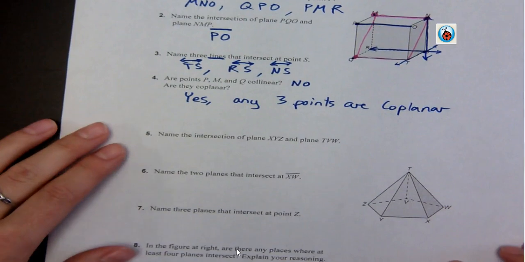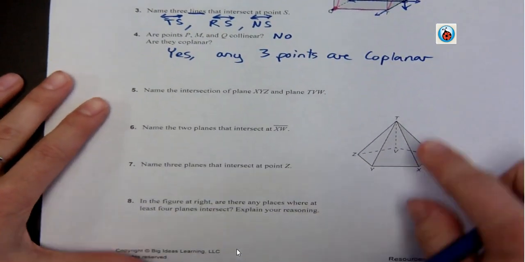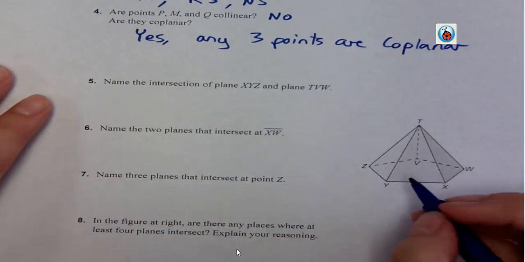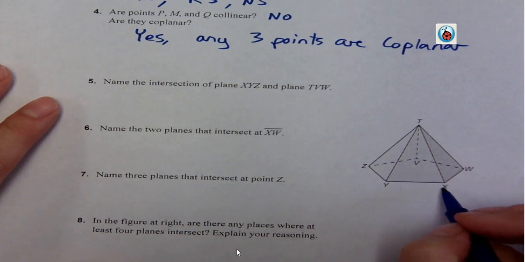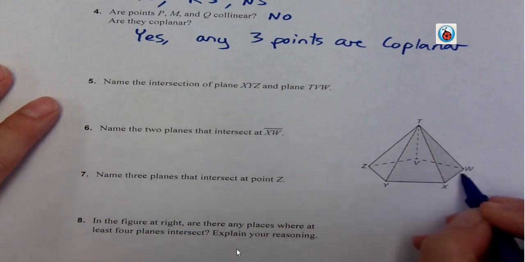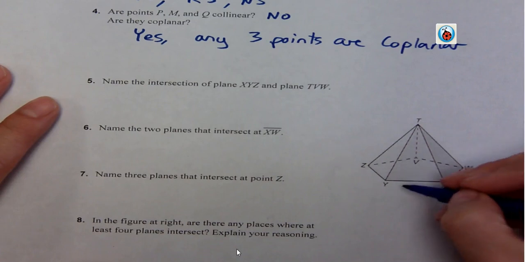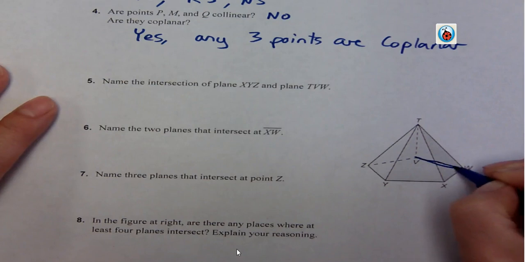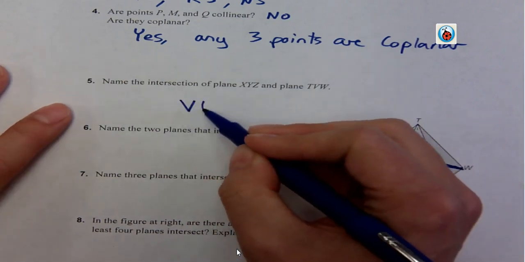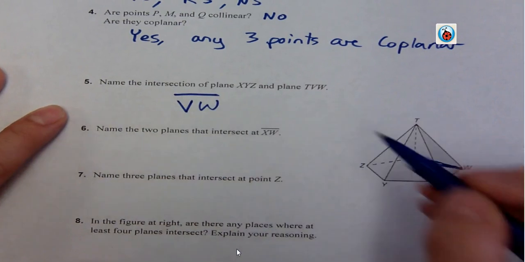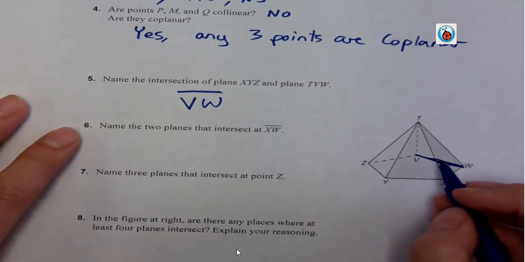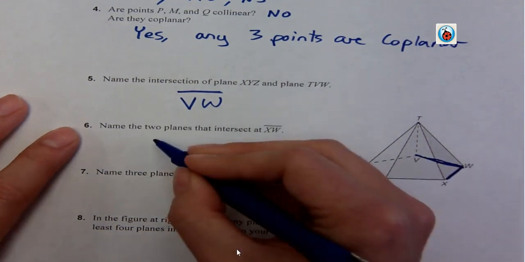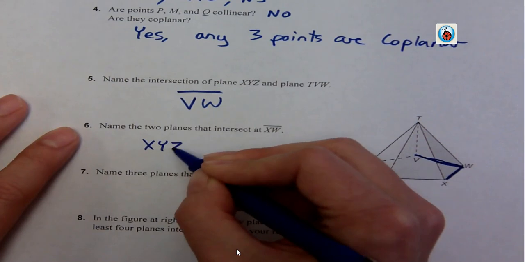Alright, so now we are down to our last figure. And so here, the intersection of plane XYZ, which is the bottom pentagon there, and TVW would be this line right here. We're looking at where do those two planes overlap, and it would be our segment VW. 2 planes that intersect at XW, so I look at this side, and that's going to be the same plane XYZ.